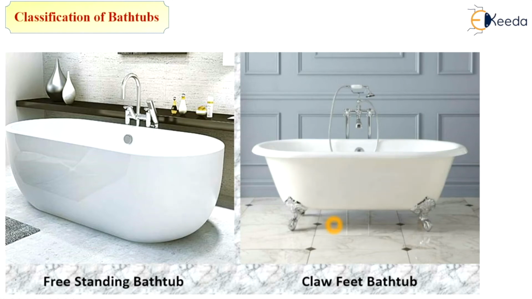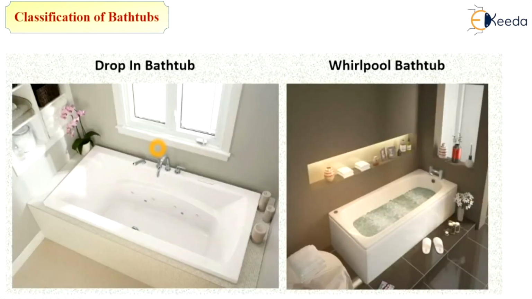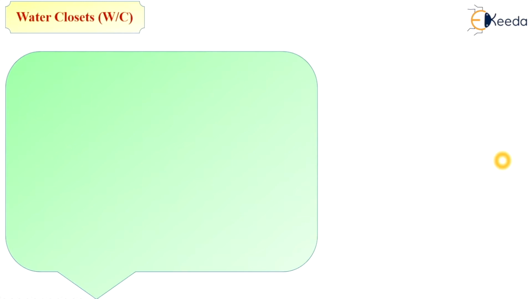Next is the claw-feet bathtub. As you can see, this bathtub is attached with a clamp to the floor. Next is the drop-in bathtub. As you can see, the tap water is directly dropped into this water tub, and this is attached to the concrete floor. Next is the whirlpool bathtub. This type is named according to the company name. So there are different types of bathtubs available in the market.